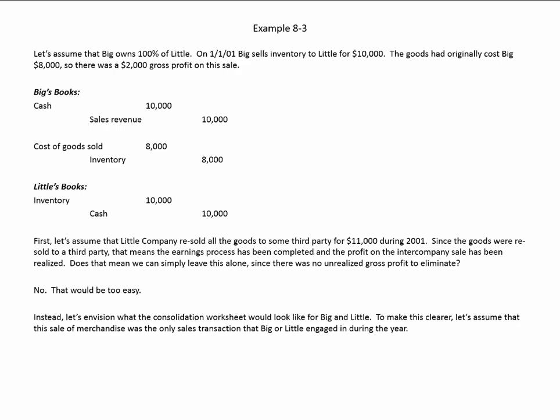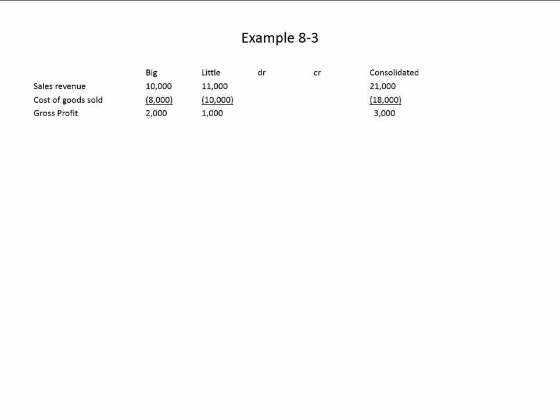Now, let's envision what the consolidation worksheet would look like for Big and Little. To make this clearer, let's assume that this intercompany sale from Big to Little and the subsequent sale from Little to the third party were the only transactions that Big and Little engaged in during the year. So here is the top part of our consolidation worksheet. Big has sales of $10,000, less cost of goods sold of $8,000, for a gross profit of $2,000. Little took that same merchandise and sold it for $11,000. Little's cost of goods sold is $10,000, so they're showing a gross profit of $1,000.